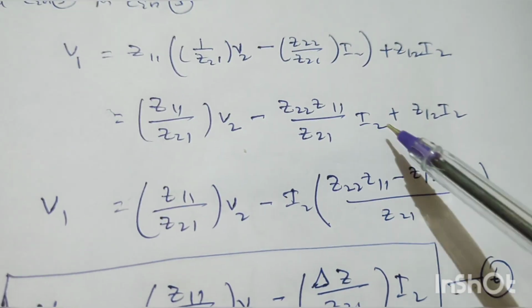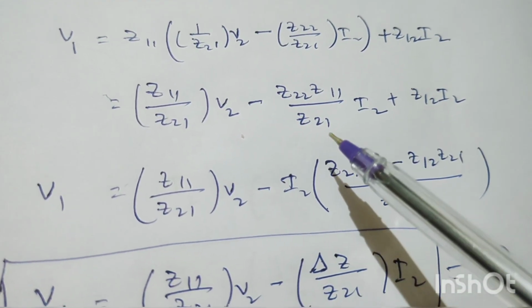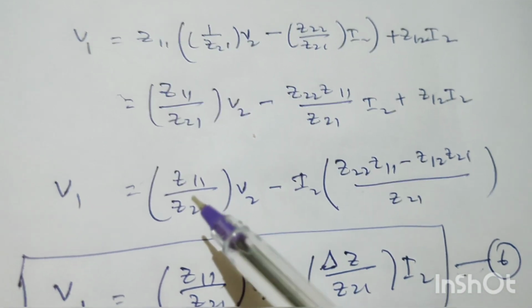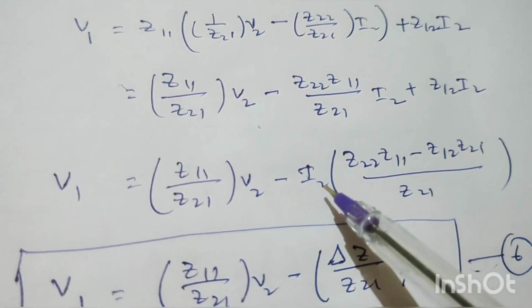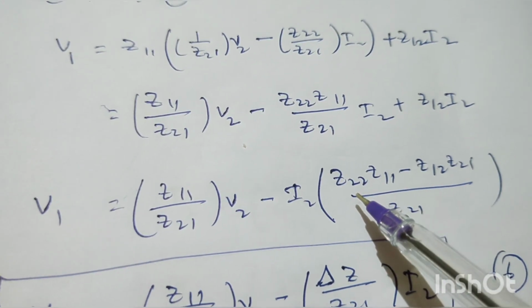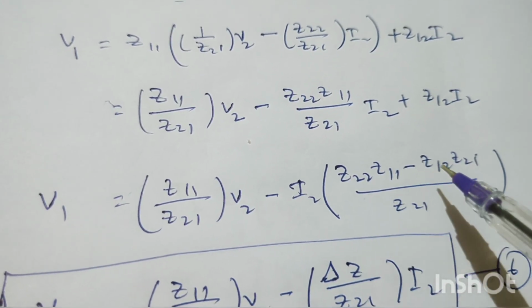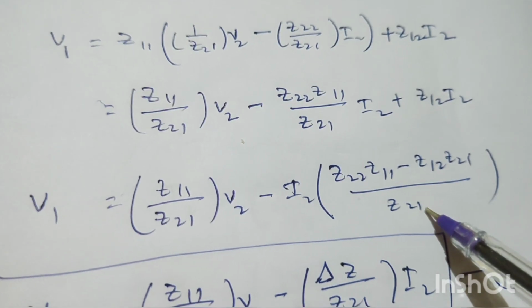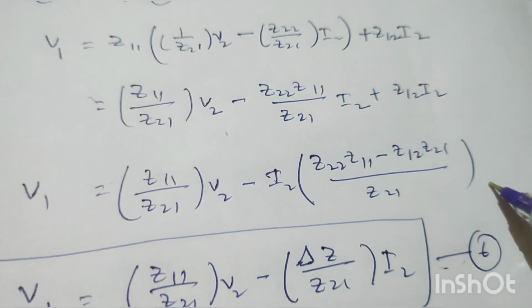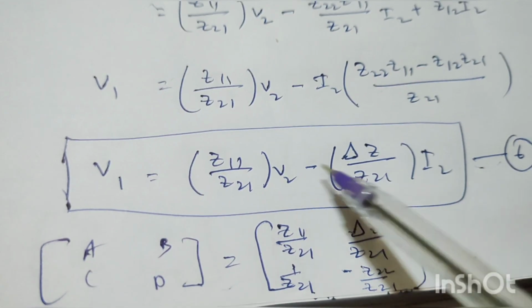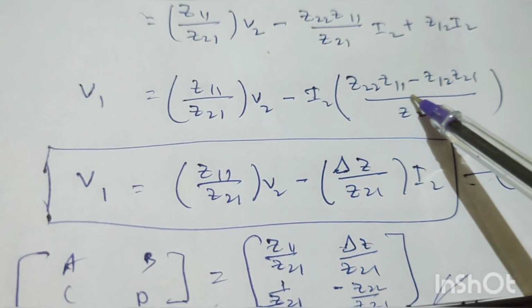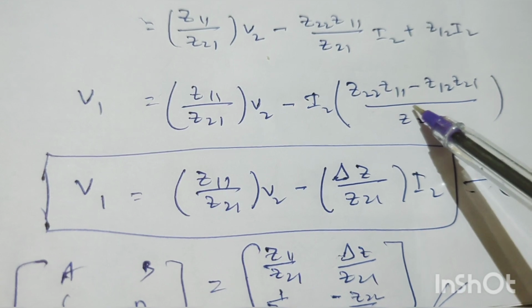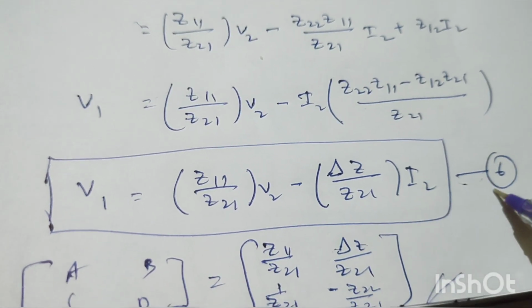Take the I2 term as common, with Z21 as the LCM. So we'll get V1 is equal to Z11 by Z21 of V2 minus of Z11 into Z22 minus Z12 into Z21, all by Z21, of I2. Put this in a box. Here I am directly taking this term as delta Z. Make it equation number 6.